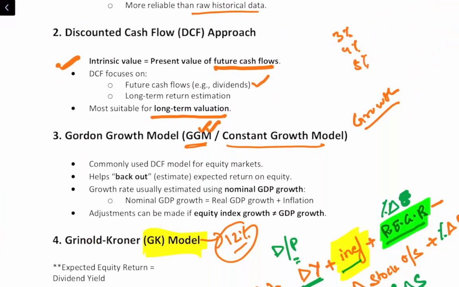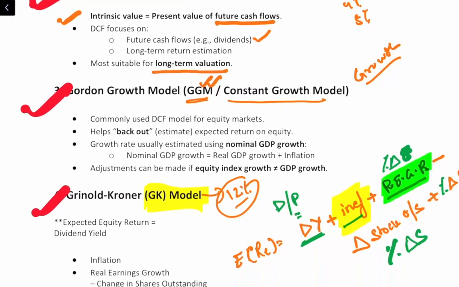Clear? So in this point, what we have discussed is the three ways of calculating the return of the stock. Started with the discounted cash flows, we entered into the Gordon growth, and then the last one is the Grinold-Kroner GK model.